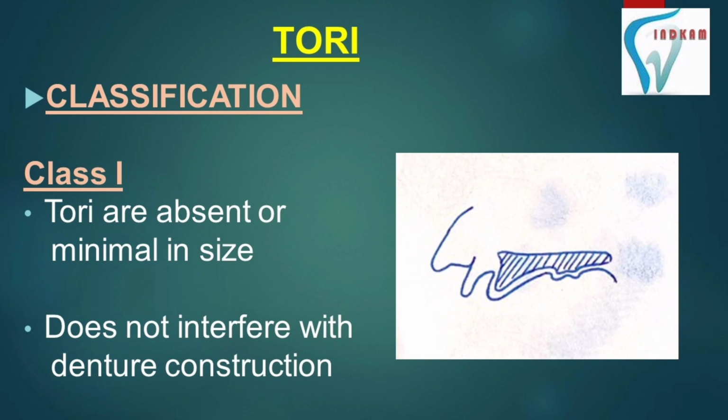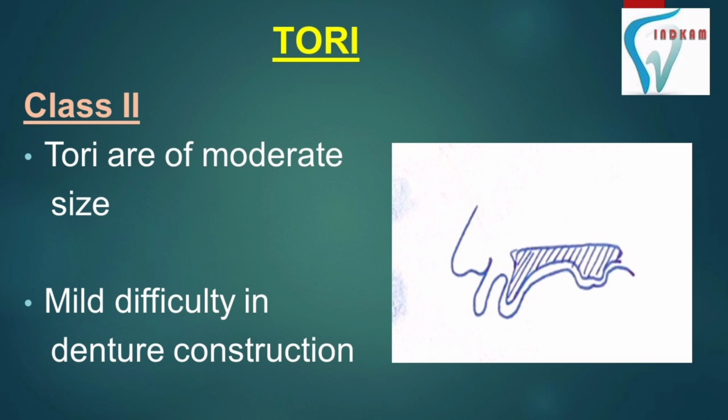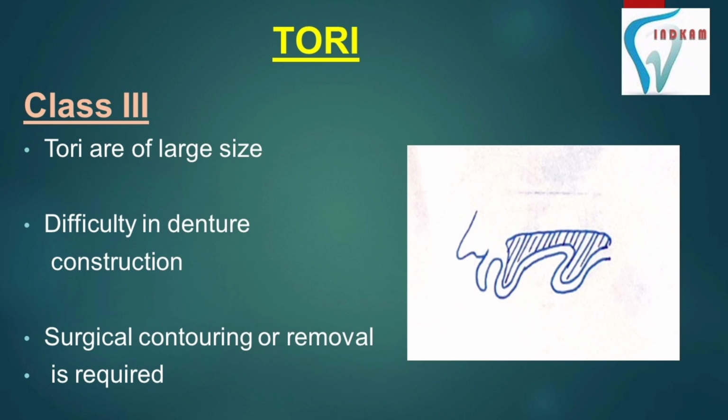Class 1, tori is either absent or minimal in size. It does not interfere with the denture construction, so we need not bother about it. In class 2, tori are of moderate size and mild difficulty in denture construction is present. Class 3, tori are of large size and it is very difficult in denture construction. Surgical contouring or removal is required.